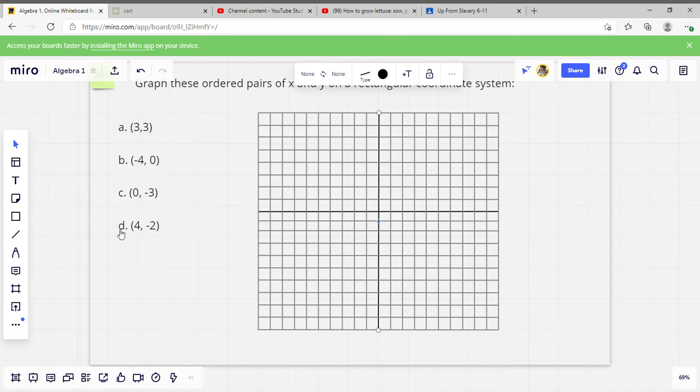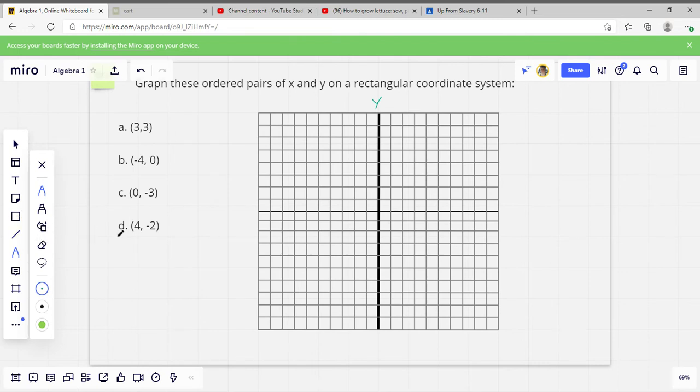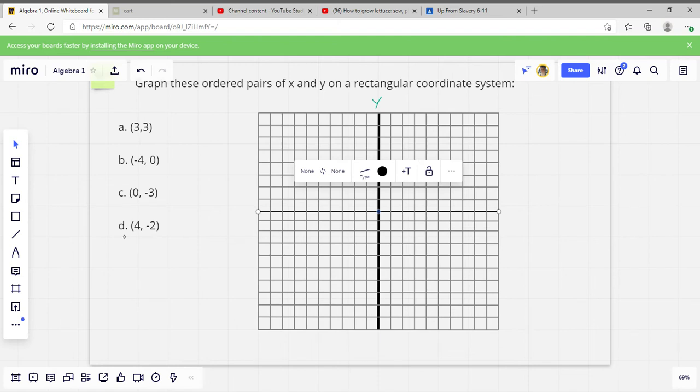So in the middle, that part is our y line. Should have done the back and forth first. So this is our y coordinate. And then going horizontally, we've got our x coordinate.